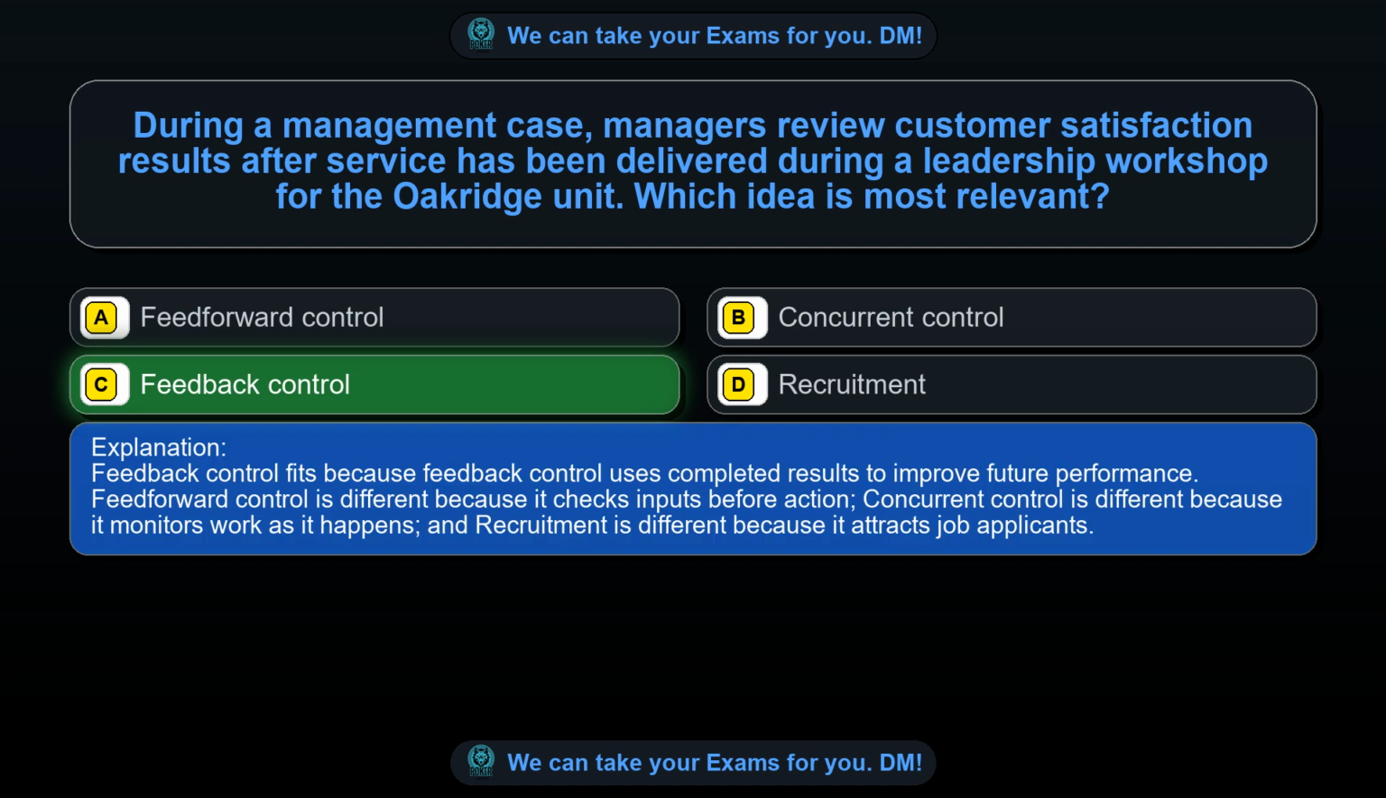Feedback control fits because feedback control uses completed results to improve future performance. Feed-forward control is different because it checks inputs before action. Concurrent control is different because it monitors work as it happens, and recruitment is different because it attracts job applicants.